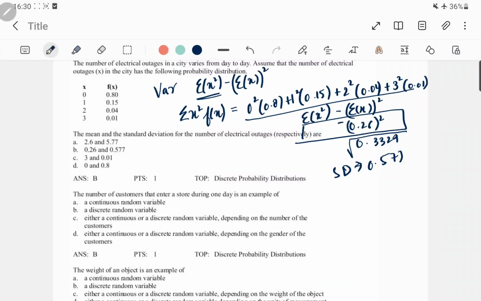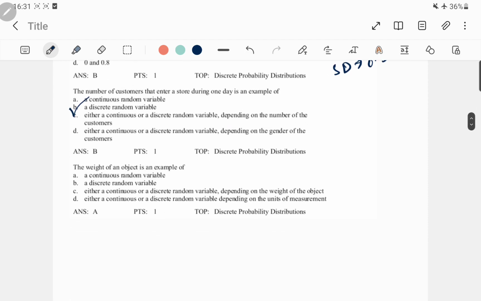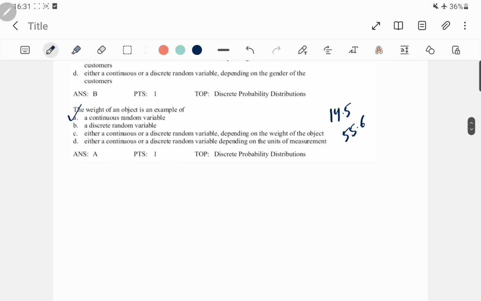Alright, so moving ahead, our next question is: the number of customers that enter a store during one day is an example of, obviously, a discrete random variable because we can keep count, we have integer values. Weight of an object. Weight is measured on a continuous scale. We know that weight can be 14.5, it can be 55.6, it can be any decimal value. It is measured on a continuous scale, so it is a continuous random variable.